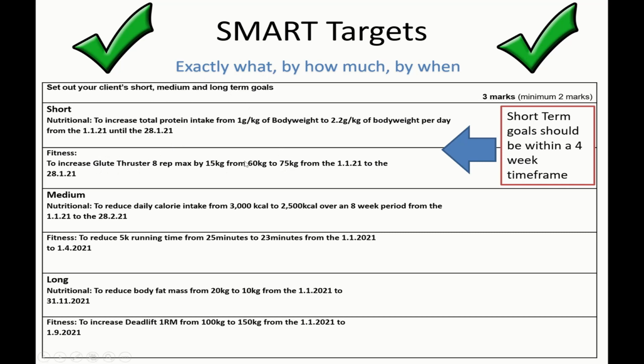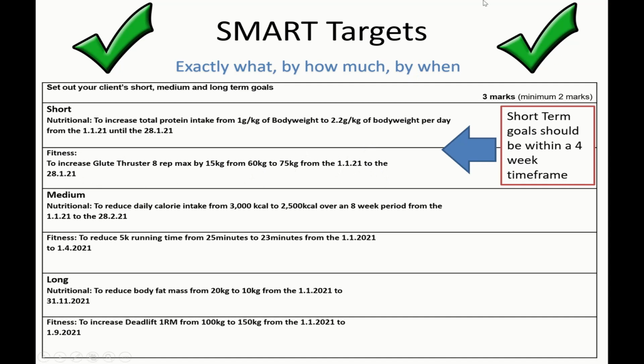We've said exactly by how much, so we want to increase it by 15 kilos from 60 to 75 kg, and we're going to do this within a 4-week time frame with, again, the same period of from the 1st of the 1st, 2021 up until the 28th of the 1st, 2021. Once again, this is realistic, it's measurable, it's timed, and of course, it's specific to exactly what we want to achieve.